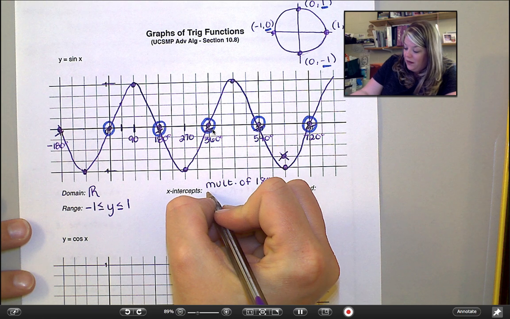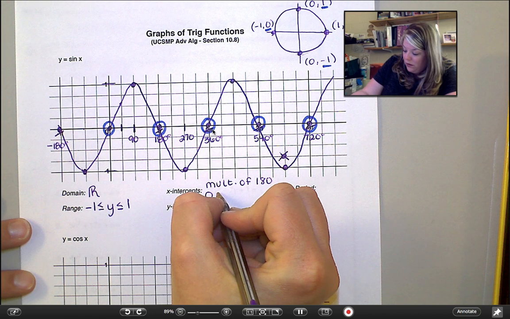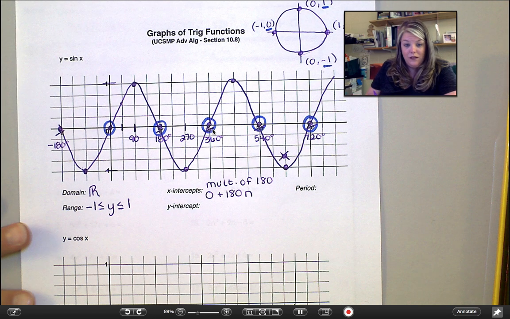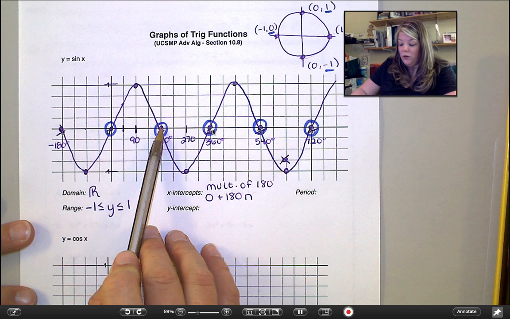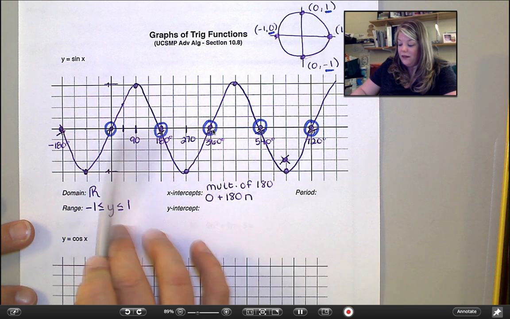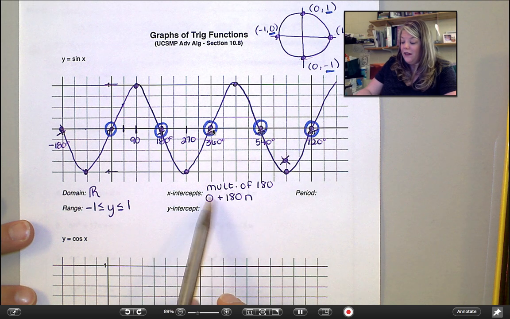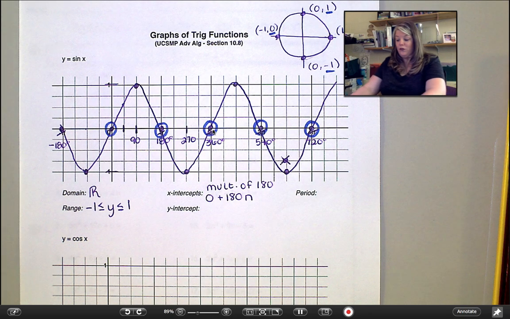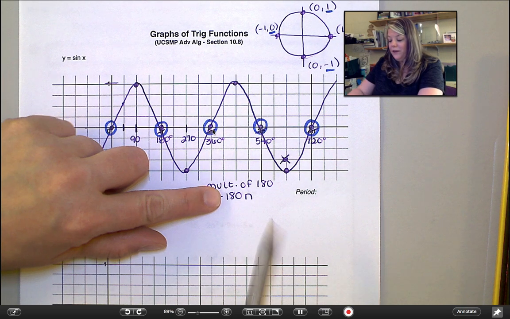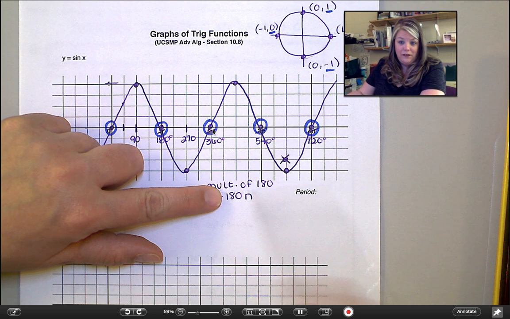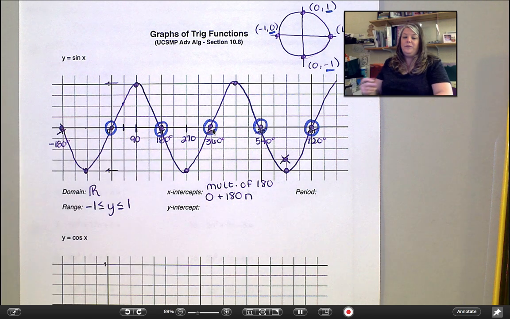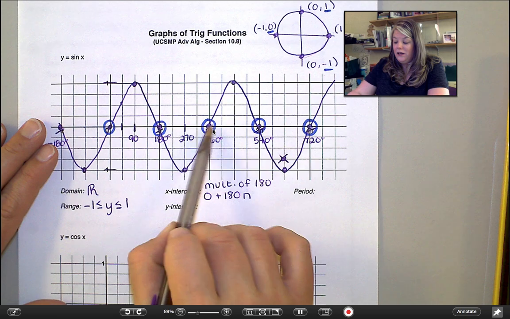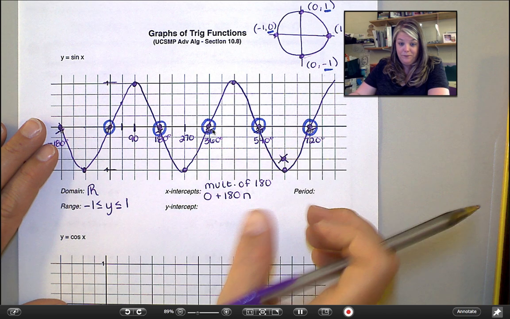We can also say we're starting at 0 and then adding 180 degrees n times, okay? So I can add 180 degrees once. I can add 180 degrees twice. I can add 180 degrees 3 times. And so that's what this notation is really saying, is that we're starting at 0 and adding 180 over and over and over again. Now, you might see people just writing that as 180n, and that's okay too, okay? So however you're writing it, you just want something that says every 180 degrees you're going to have an x-intercept, okay?